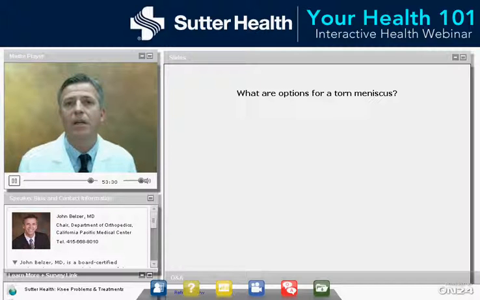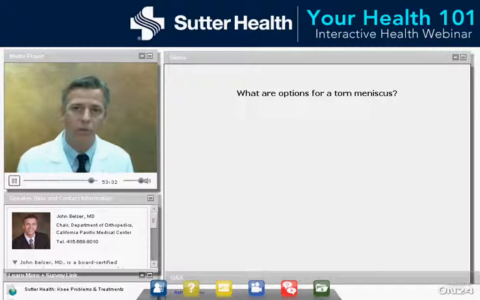Okay, so in a torn meniscus that's in conjunction with an ACL, that's when we'll tend to be as aggressive as we can. I have pain in my knees when squatting. What causes this and what can I do for it?